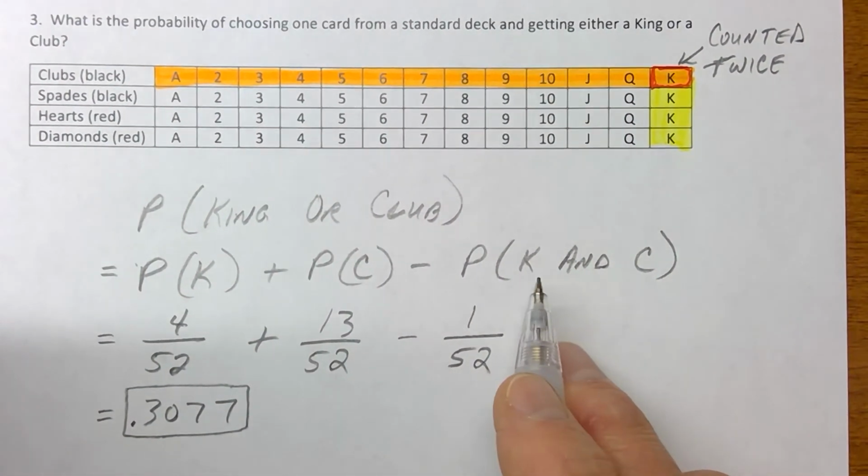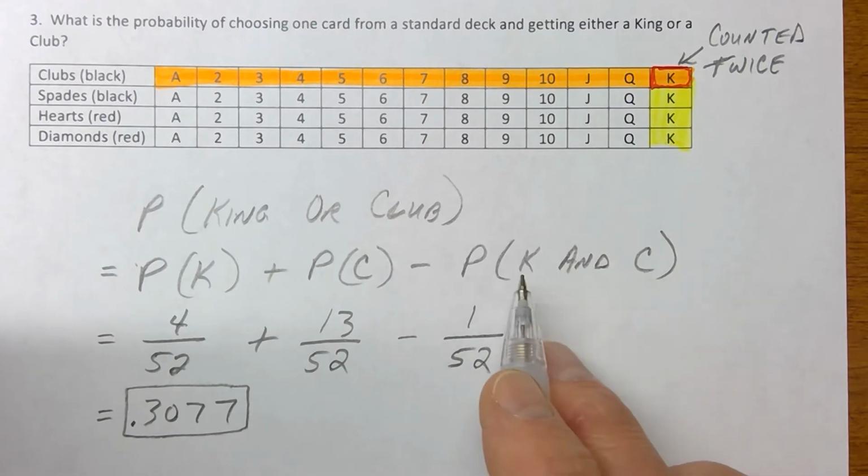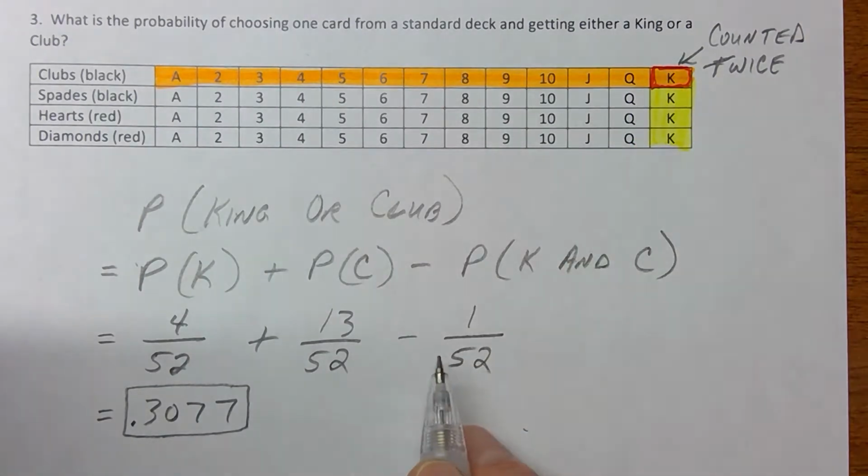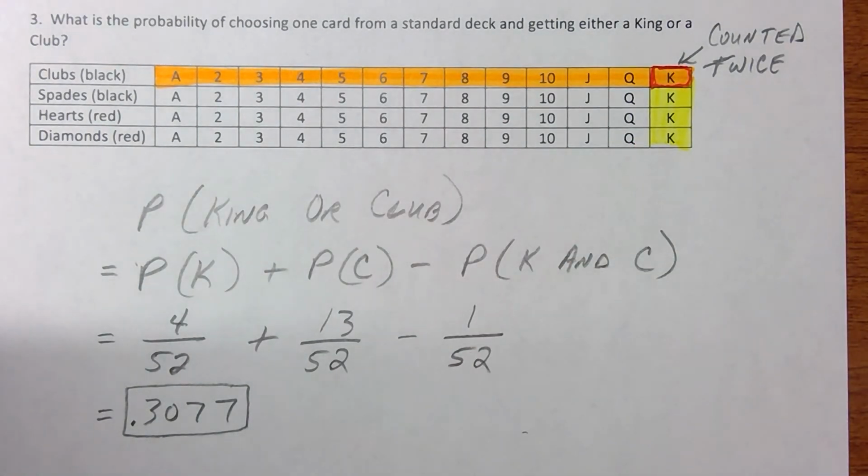Same thing up here. You're looking for any card that might be a king and a club. Well, there's one of those, the king of clubs. So that one you have to subtract out the extra count because you counted it twice.